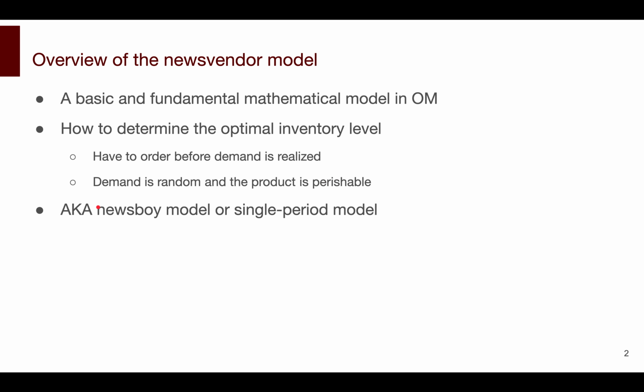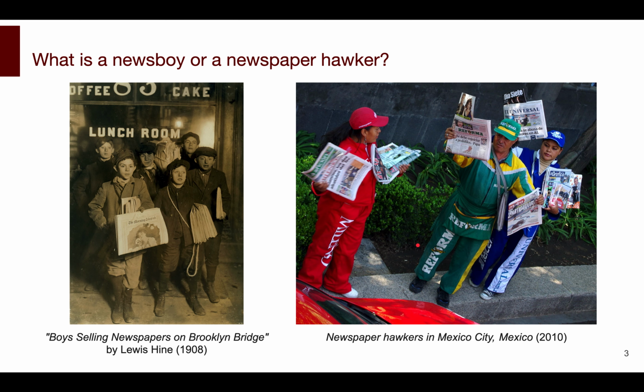So this Newsvendor model is also sometimes referred to as the newsboy model or as the single period model. So let's first take a step back to see what is a newsboy or a newspaper hawker. And in this picture, which was taken in 1908, more than 100 years ago, you see a bunch of newsboys. They look to be roughly, my guess is, 12 to 16 years old. And these boys are in New York City and walking around trying to sell newspapers.